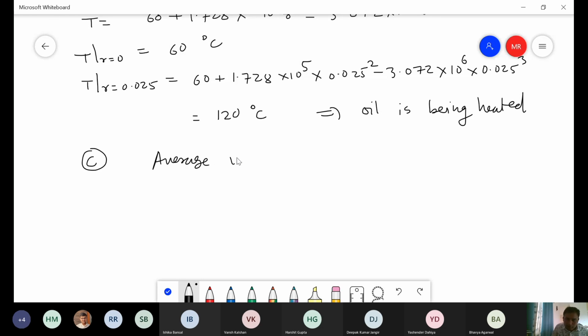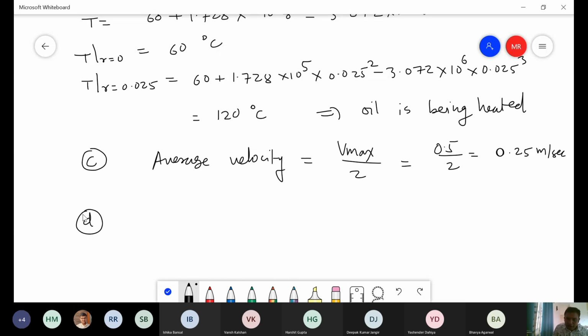So average velocity is given as Vmax by 2, isn't it? So Vmax we already know, 0.5, divided by 2. So that comes around 0.25 meter per second, isn't it?